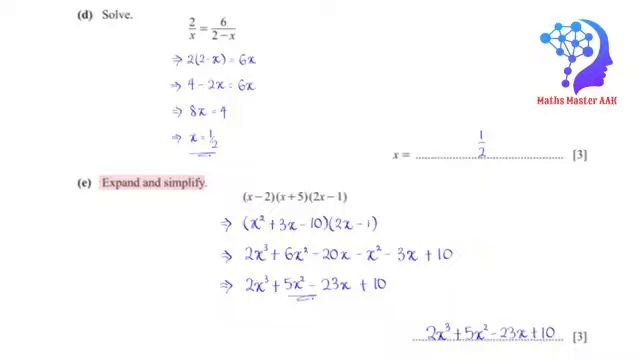Expand and simplify. x minus 2 times x plus 5 times 2x minus 1. When we expand the first two brackets, we have x squared plus 3x minus 10. And when we expand the resulting two brackets, we have 2x cubed plus 6x squared minus 20x minus x squared minus 3x plus 10. 6x squared minus x squared gives us 5x squared, and negative 20x minus 3x gives us negative 23x. So our final answer becomes 2x cubed plus 5x squared minus 23x plus 10.